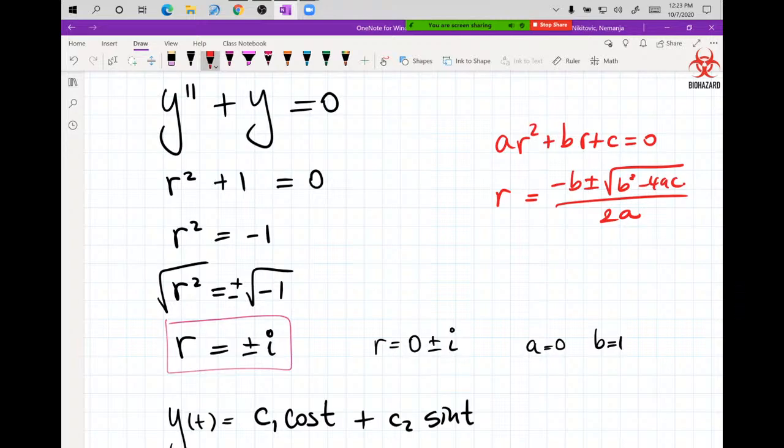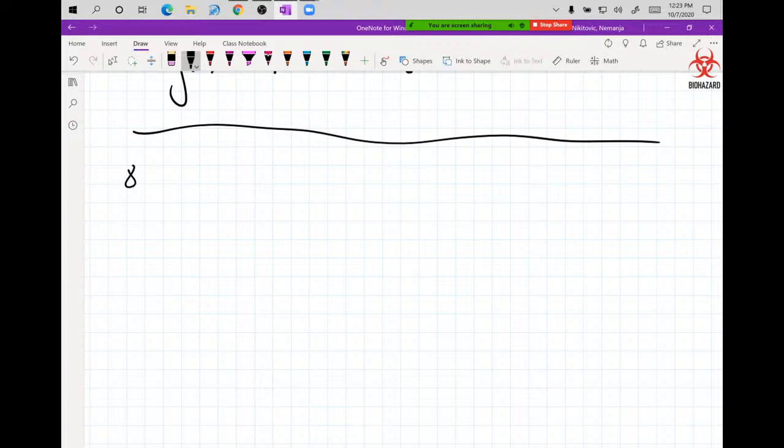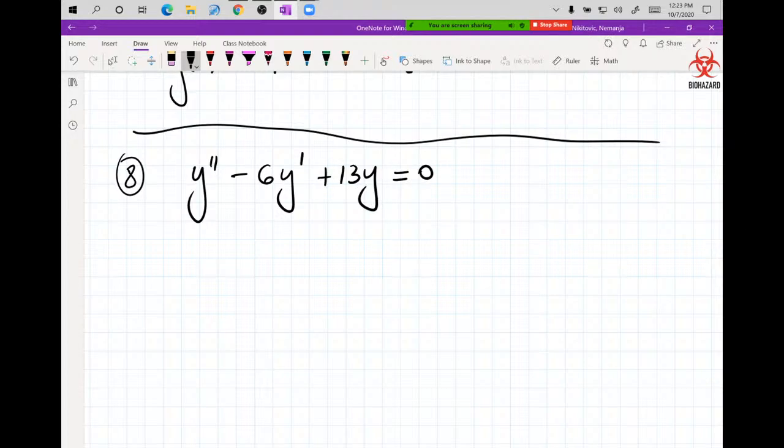B squared, that's gonna be 36 minus. Okay, looks like problem 8 is one of our complex problems. It says y double prime minus 6y prime plus 13y equals 0. They do not give us initial conditions, which means we will not be able to compute C1 and C2.